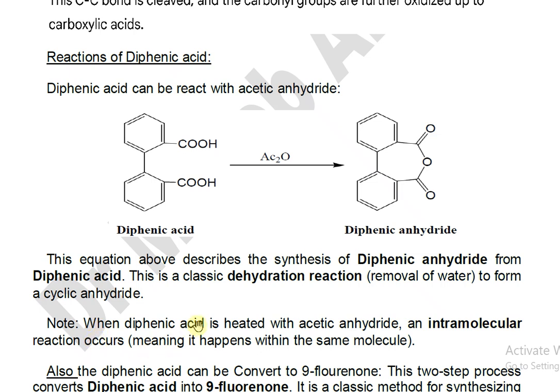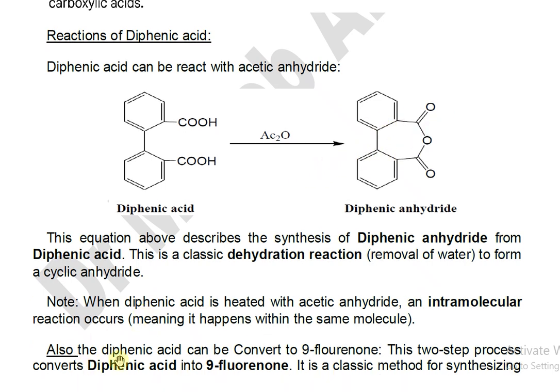We said when diphenic acid is heated with acetic anhydride, an intramolecular reaction occurs. Intramolecular reaction means the reaction happens within the same molecule. It will give us the cyclic anhydride.